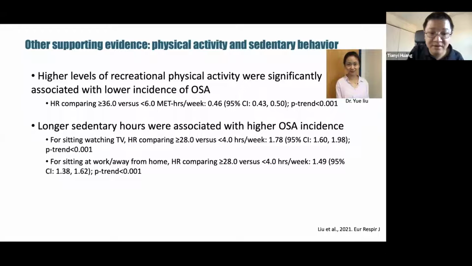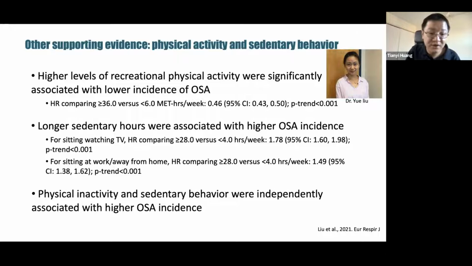Similarly, we looked at the association between sedentary hours in relation to sleep apnea. For sedentary hours, we looked at two different types of sedentary behaviors. One is sitting, watching TV. Comparing people who sit watching TV for more than 28 hours per week versus those with less than 4 hours per week, we see that the hazard ratio is 1.78, almost an 80% increased risk. And similarly, for sitting at work or away from home, we observe a similar positive association, with an increased risk of about 50%.